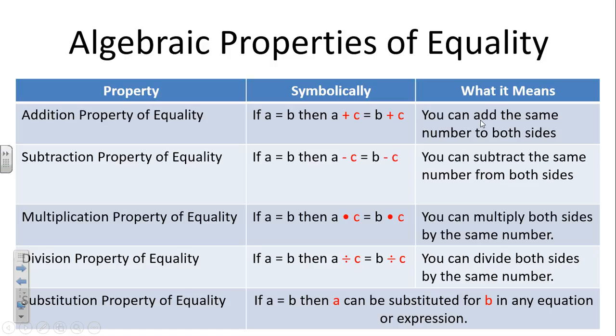Finally, we have the substitution property of equality. And it says that if a equals b, then a can be substituted for b anywhere in that equation or expression, or in any equation or expression. You can substitute like values.